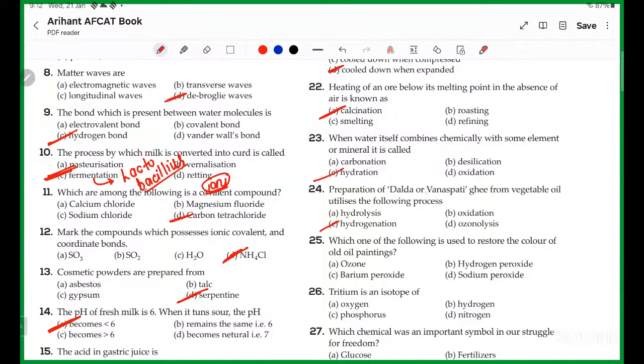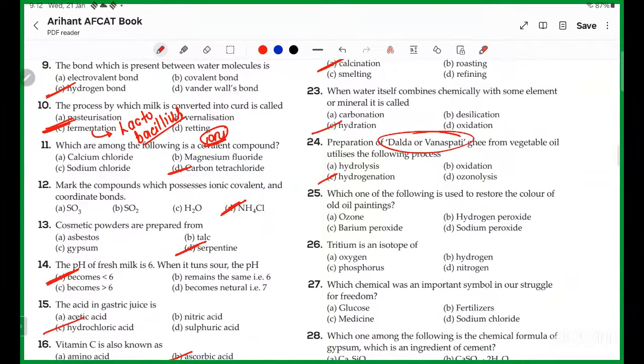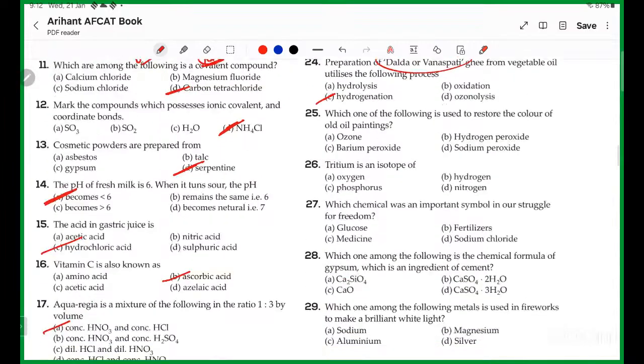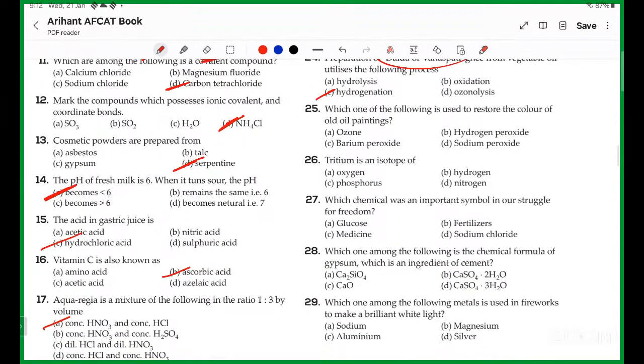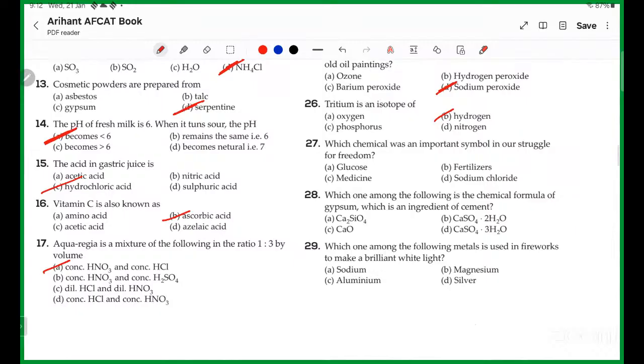What is used in the preparation of Dalda and vanaspati ghee? Hydrogenation. Which of the following is used to restore the color of old oil paintings? Sodium peroxide. Tritium is an isotope of hydrogen. Which chemical was an important symbol in our struggle for freedom? NaCl.